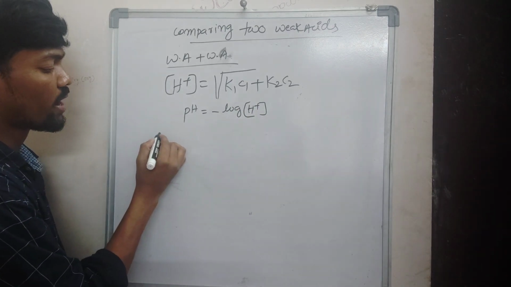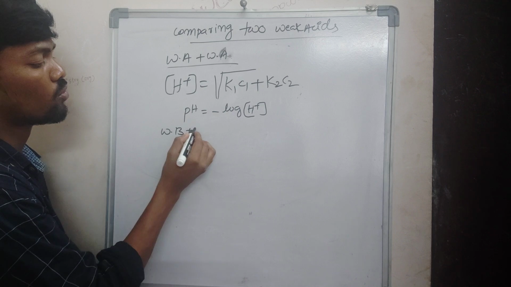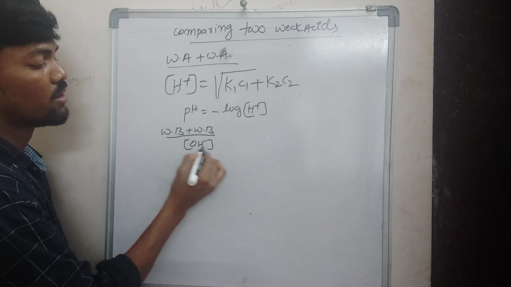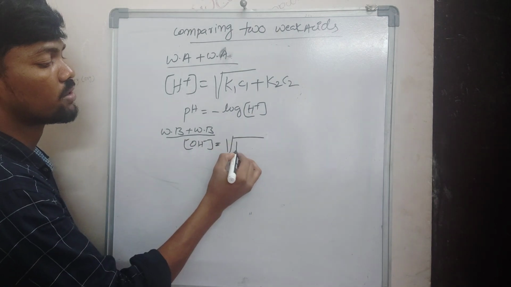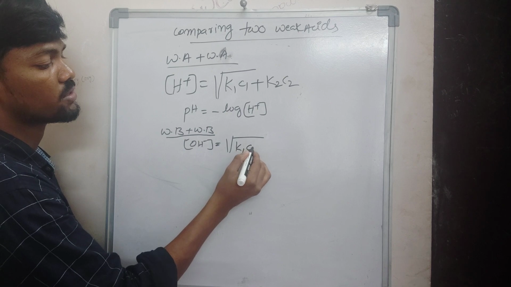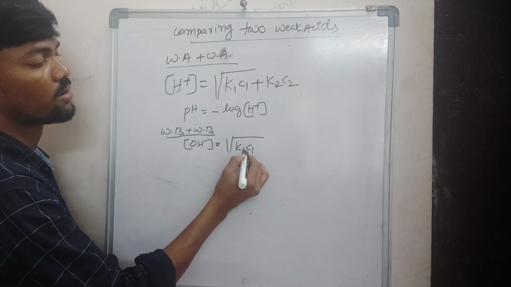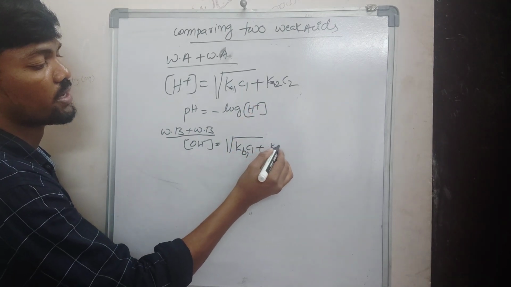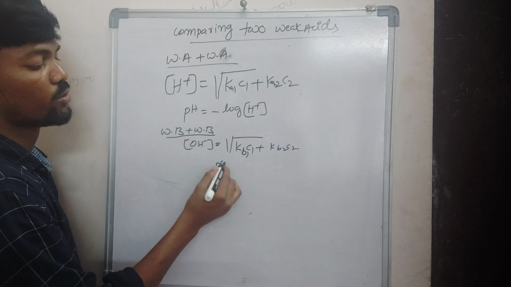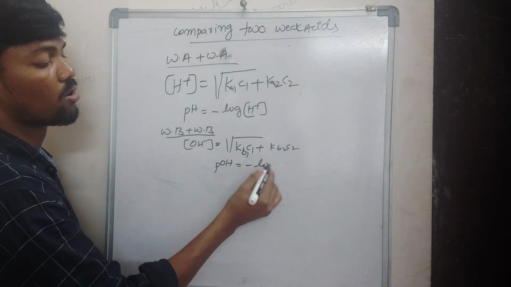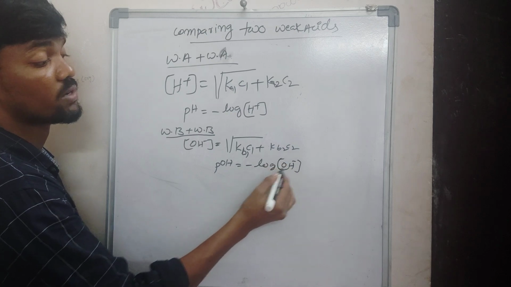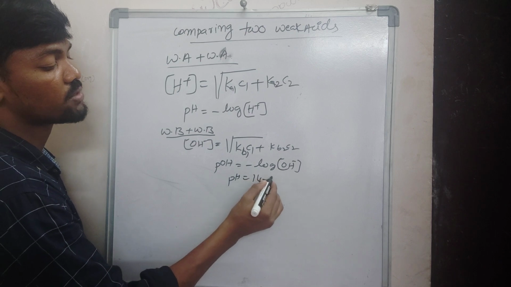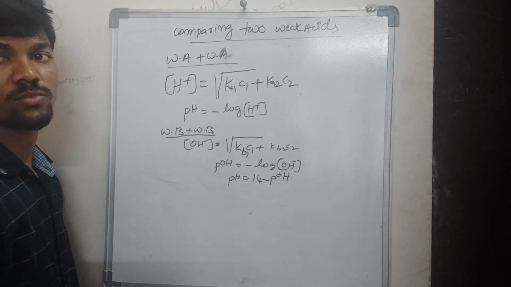Understand? If you add weak base to weak base, what happens here? The OH minus concentration will be found out. Tell me, what is K1C1 here? It is Kb1C1 plus Kb2C2. If you want the pOH value, how can you find it out? Minus log of the OH minus concentration, and you will easily get the marks. So what is the final? If you want the pH value, it is 14 minus pOH, and you will get the answer. Okay.